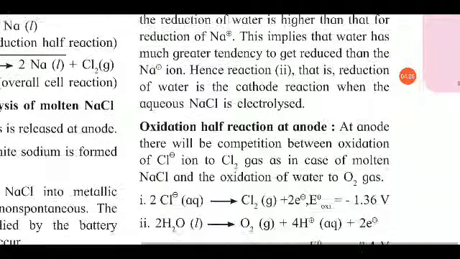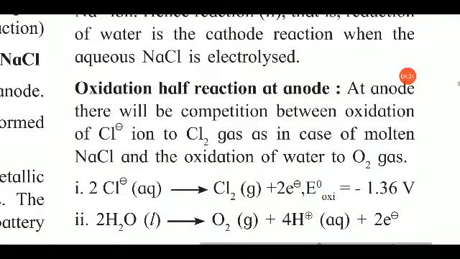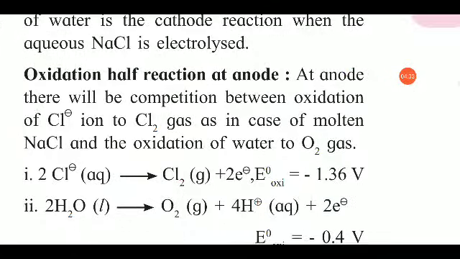Now what about the oxidation half reaction at the anode? Now students, look at both the reactions which are taking place. At the anode there will be a competition between the oxidation of Cl minus ions to Cl2 gas, which is liberated in the form of bubbles, as we have already seen in our last explanation in the case of molten NaCl, and the oxidation of water to O2 gas. Both the reactions are given in the following way.